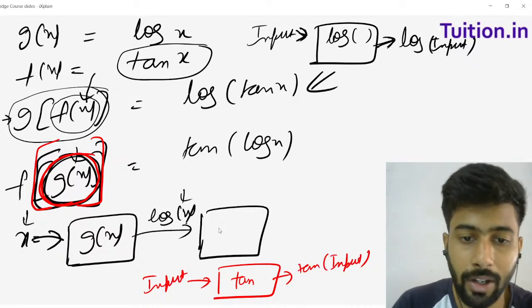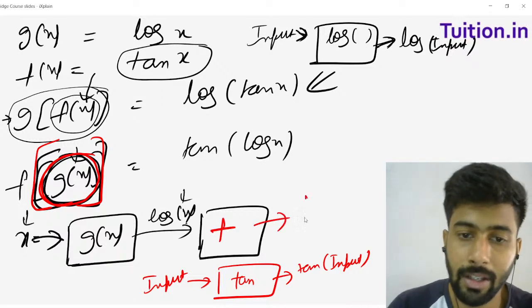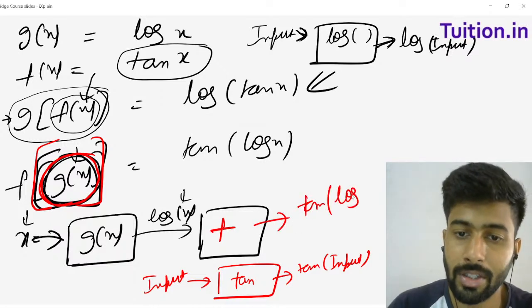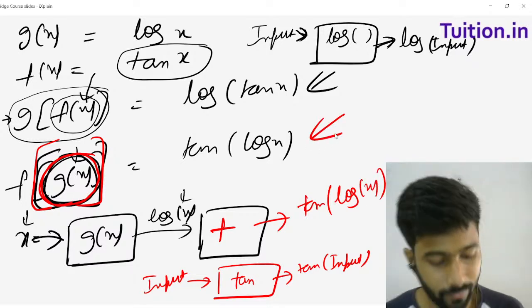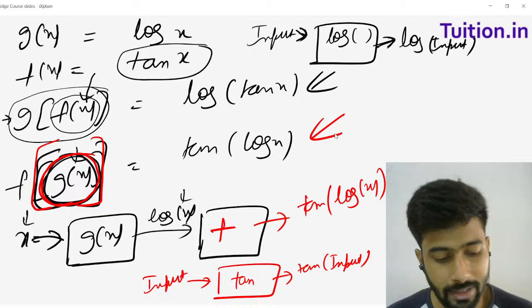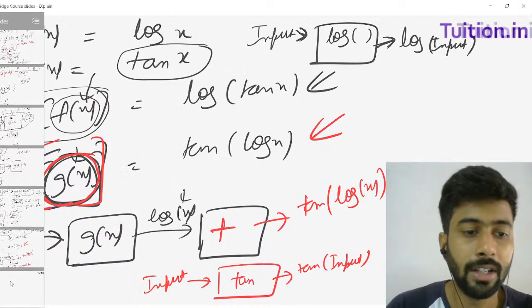So if I'm giving log x as input to f, it will give me tan of my input, which is tan of log x. So that's how you get this second guy. Shall we test the same understanding with three functions now?